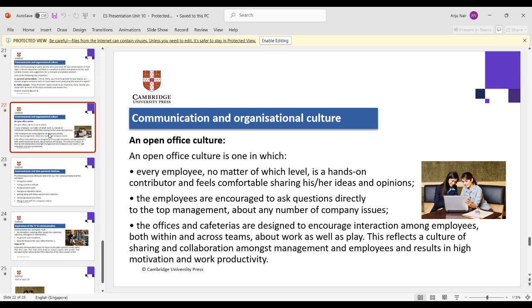The offices and cafeterias are designed to encourage interaction among employees, both within and across teams, about work as well as play. So you can have open communication within the organization. That reflects a sharing culture, with collaboration between the management and employees. Wherever this kind of culture exists, there is greater productivity. People are enthusiastic, energized, and motivated to work. There are no barriers. They feel free, and the productivity is also more.